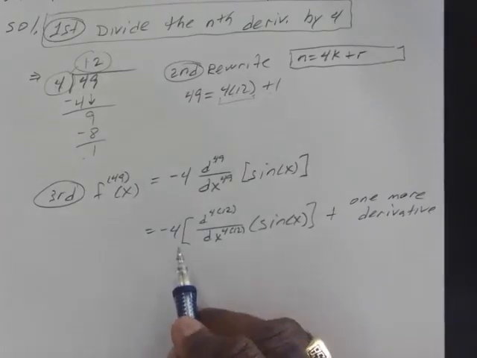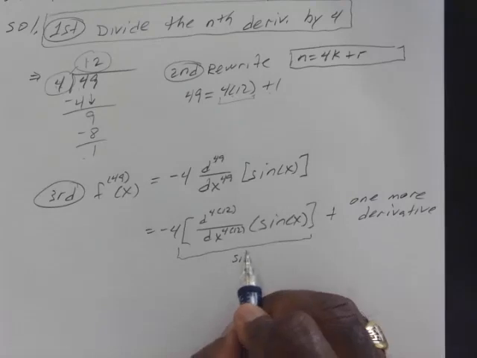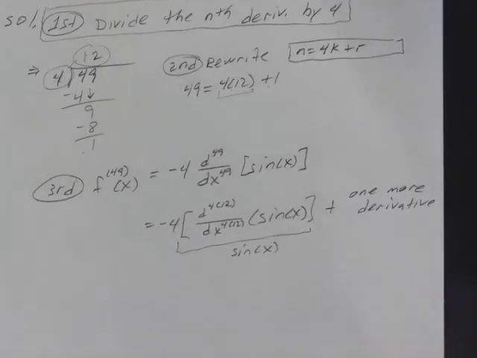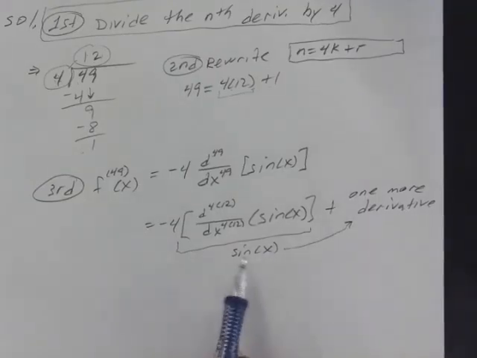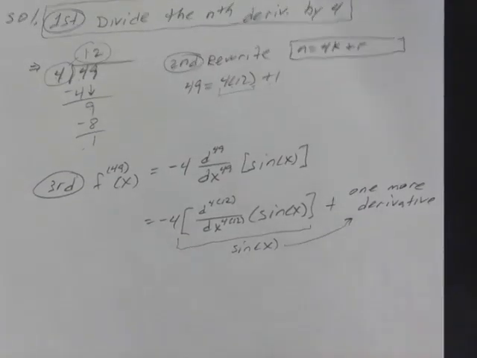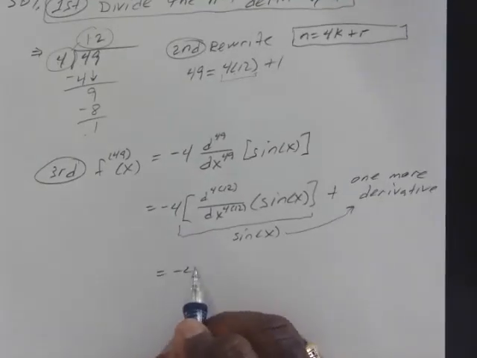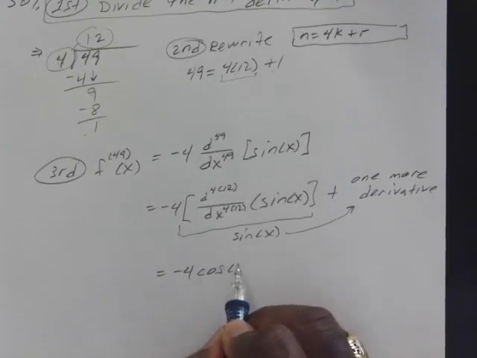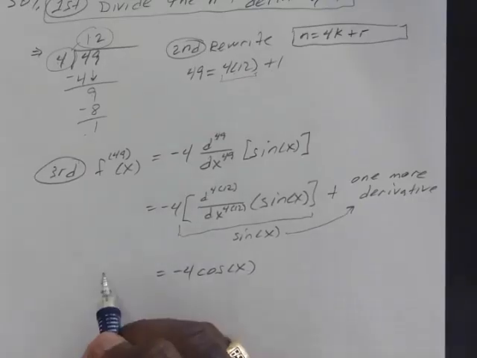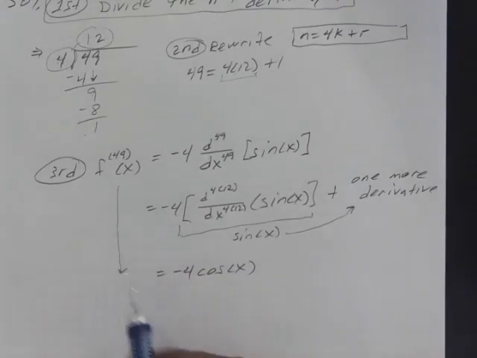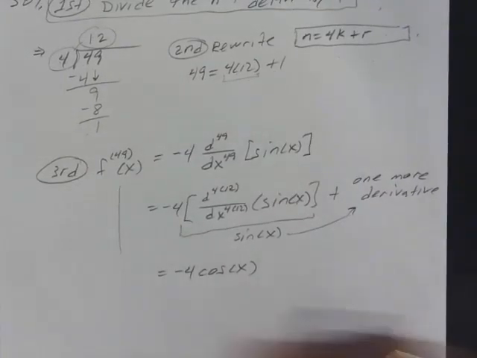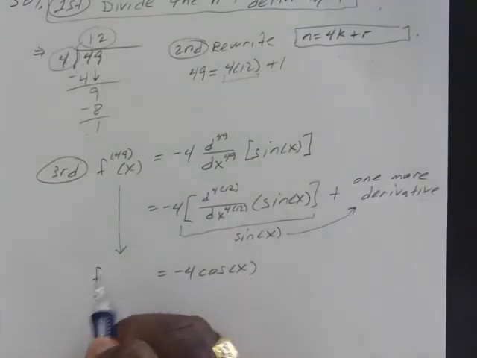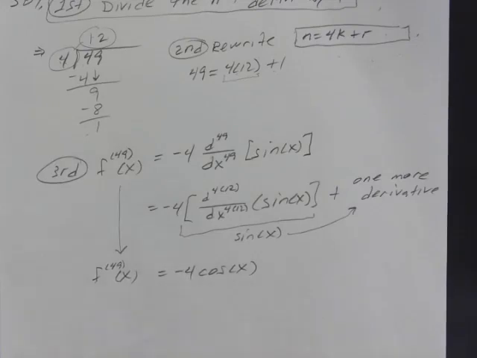Okay, so we know that this is sine of x. If we take sine of x and apply one more derivative, the derivative of sine is just cosine. So that's -4 times cosine of x. So we know that our 49th derivative is -4 times cosine of x.